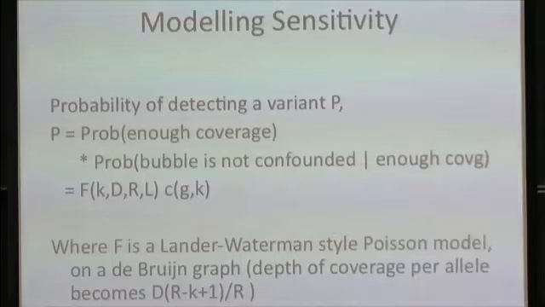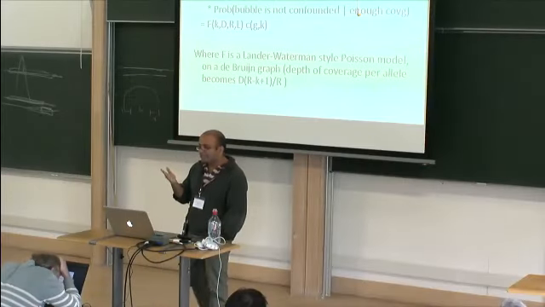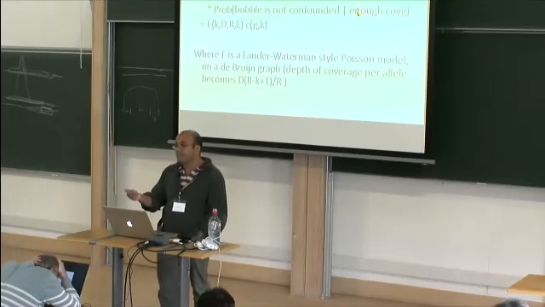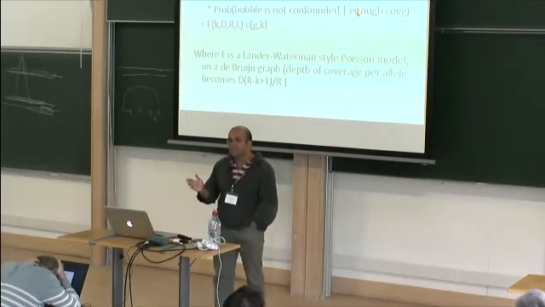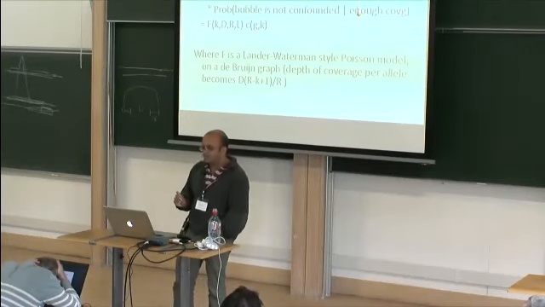So if you've got a nice bubble, but actually other parts of the genome have come around and wrapped over it, in other words, it's a very repetitive region, then we're not going to be able to find the bubble, not with our current algorithm. So what we'd like to do is understand how these things work together. And now the top thing, the probability that you have enough coverage, is just a standard Lander-Waterman style Poisson model. The only difference is it's on a De Bruijn graph, so your depth of coverage has changed.